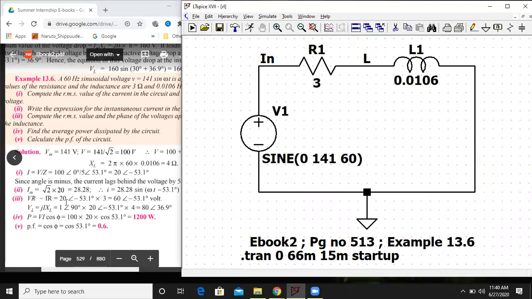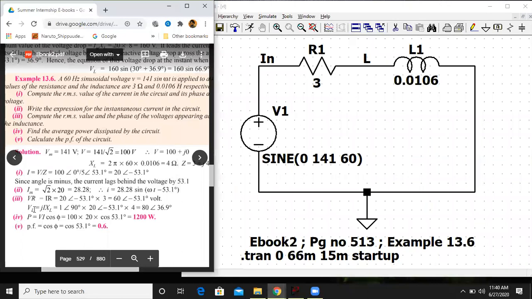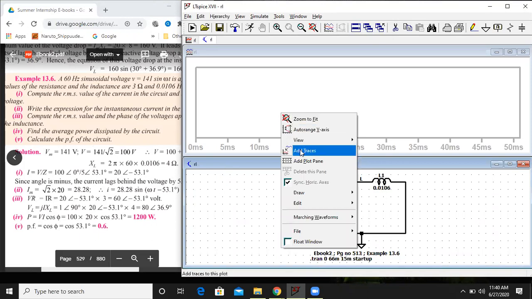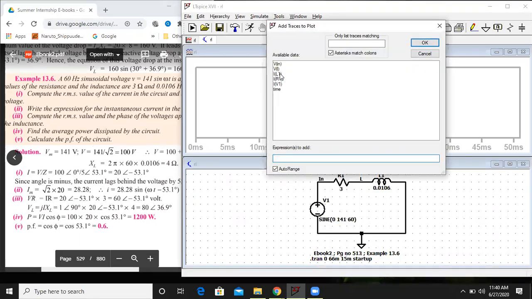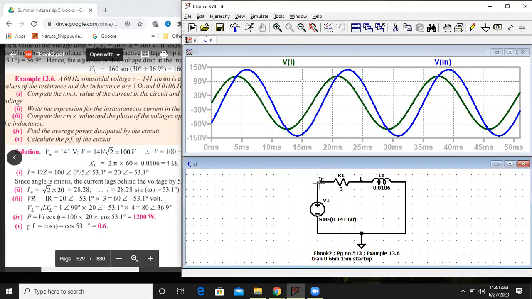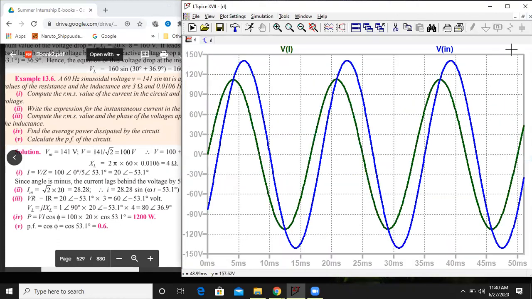Now I'll show you only one remaining thing you can do. I'll show you the voltage across the inductor, and this number I'll verify quickly. So I'll simulate. I want the voltage across the inductor, so I'll right click on V of L. I've labeled it like this. So I'll get this waveform and I'll also plot V in. So this is my VL as well as V in.